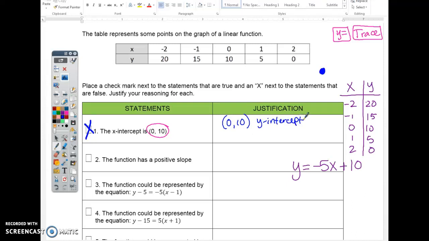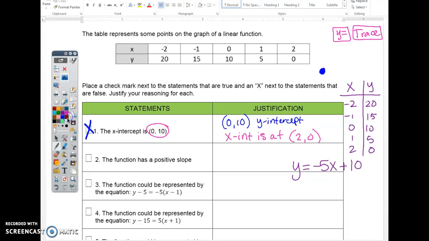Okay? You can also say that the x-intercept is at 2, 0. Okay? Those are things that you can say to justify that this is false. Got it? And you don't have to name them all. Just pick 1 or 2.